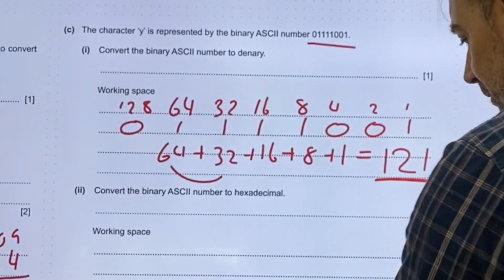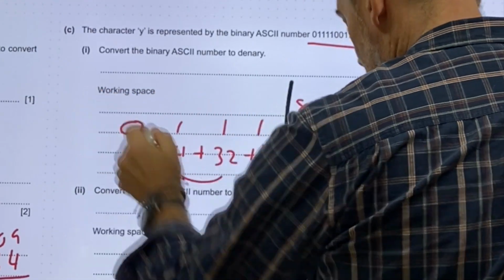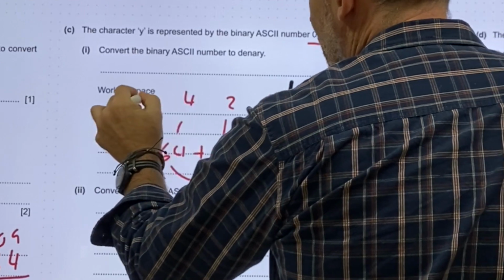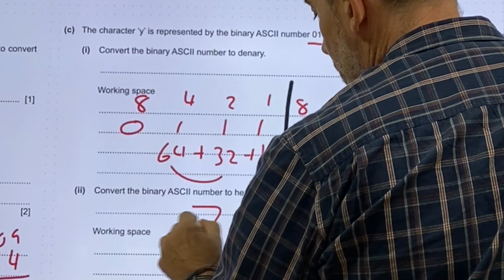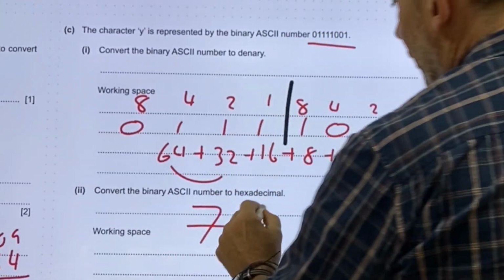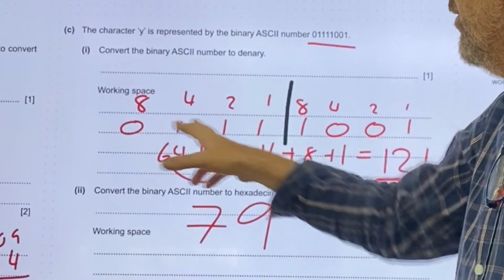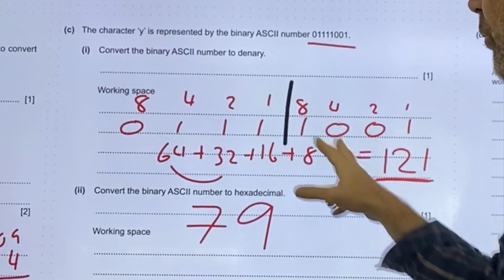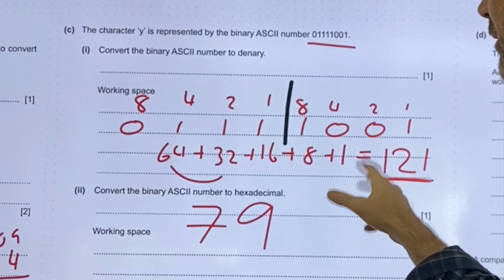Again, let's show you, I'll split this, rub these out, go 1, 2, 4, 8. I've got 7 on this side, and I've got 8, 9 on this side. So the answer should be 79. Yeah, 7 lots of 16, 9 lots of 1s. Okay, 9 units and 7 lots of 16.